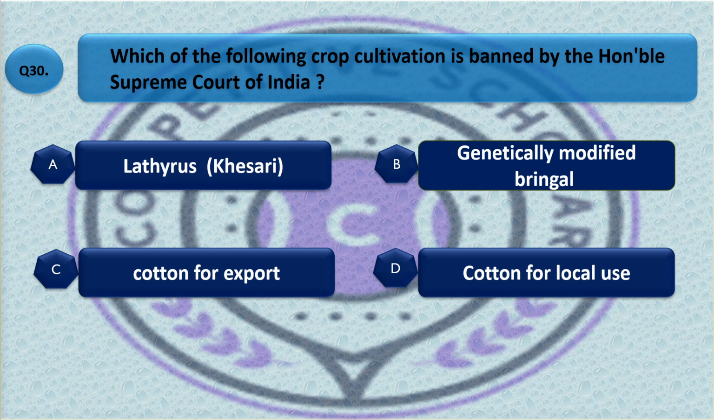Question number 30. Which of the following crop cultivation is banned by the Honorable Supreme Court of India? Option A, lathyrus, that is kesari. Then option B, genetically modified brinjal. Option C, cotton for export. And option D, cotton for local use. Answer is B, that is genetically modified brinjal.